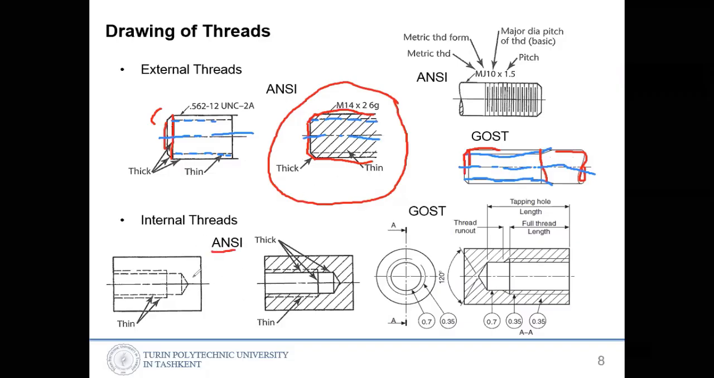And in ANSI, the American one, this is the outer view. It shows that inside there is a threaded hole. So here inside the hole, with thread.